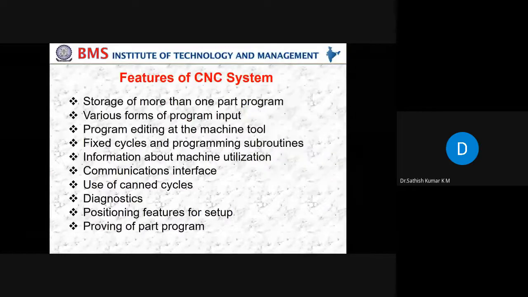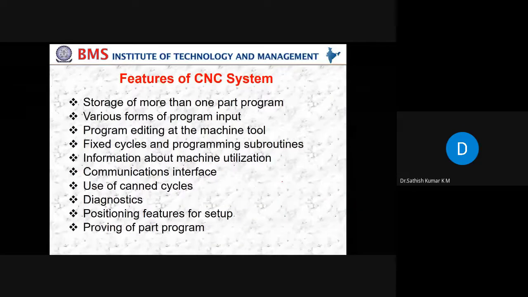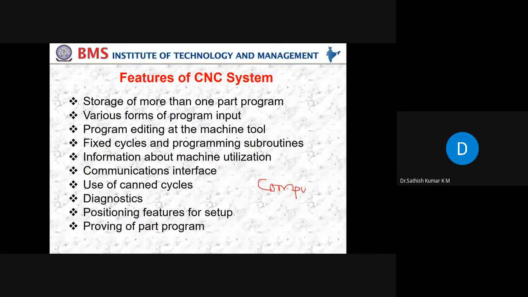Earlier, what was happening? If you used a punched tape, it was one punched tape, one program. That's all. Are you understanding? One punched tape is used for only one program. Now, in CNC, as we are going to use the computer to carry out the operation, program entry is to the computer. Therefore, it is possible for us to store more than one part program. A part program is nothing but a particular set of instructions.